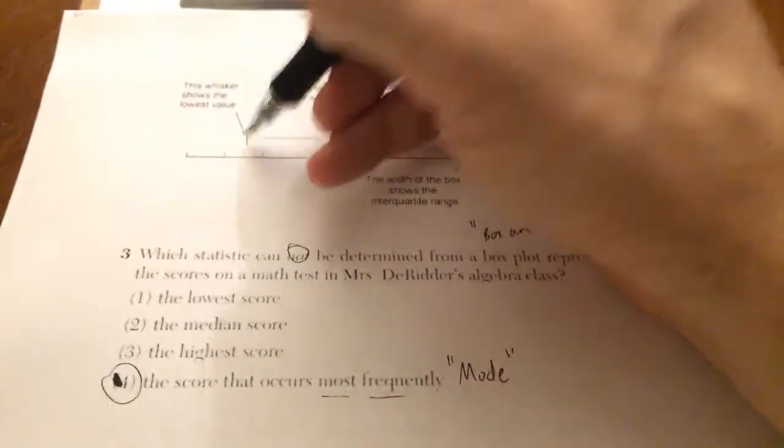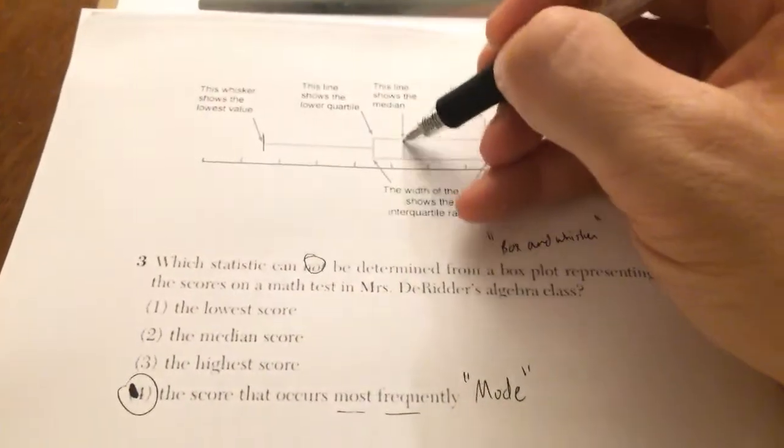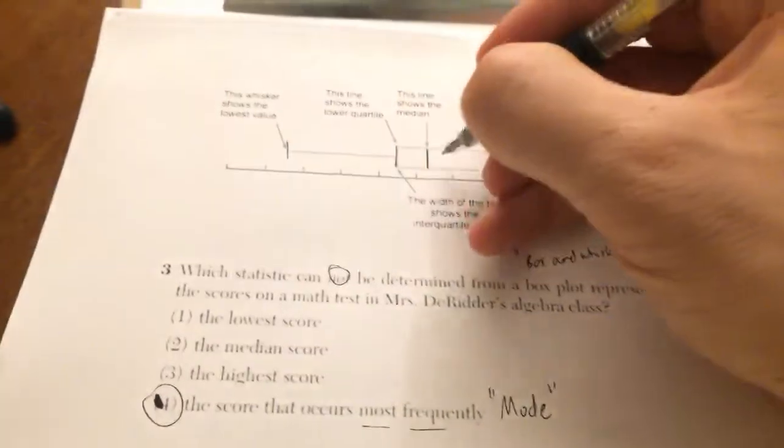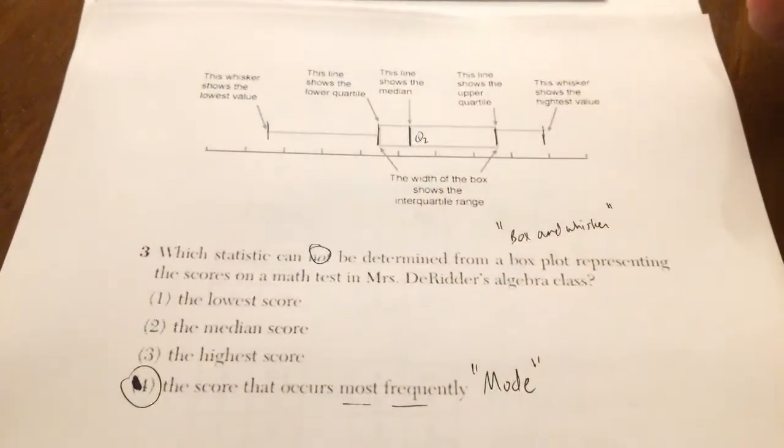Remember, the lowest score is this whisker, the highest score is this whisker, and the median score is this whisker. Quartile 1 is this, and quartile 3 is this. This is also known as quartile 2.